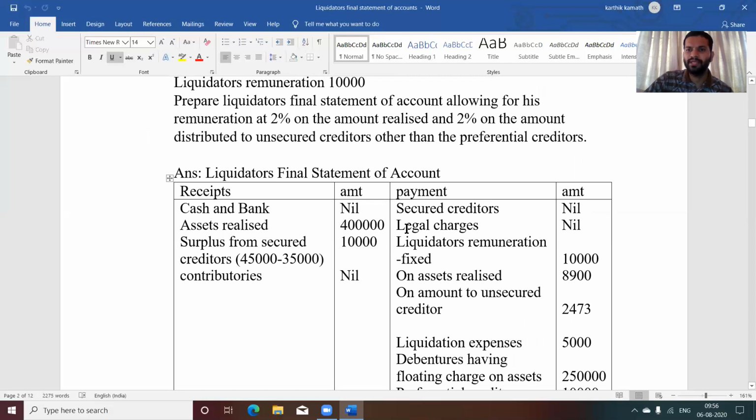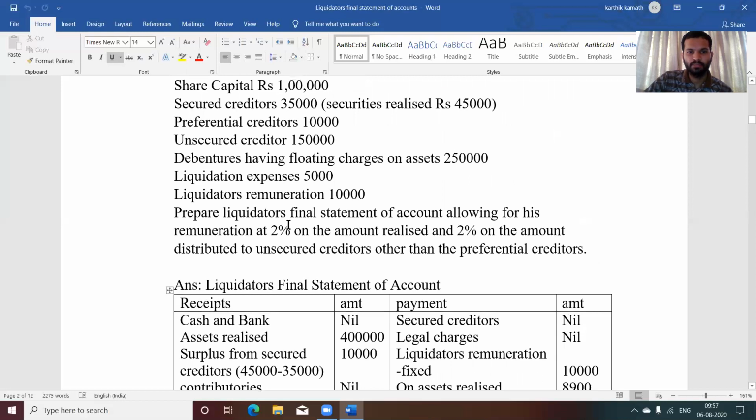Now you go for the payment side. On the payment side, there is a secured creditor. I already explained that the secured creditor is nil. Now legal charges are also not given in the problem, so nil. Liquidator's remuneration. What about liquidator's remuneration?